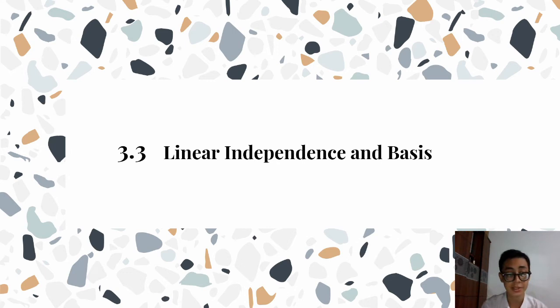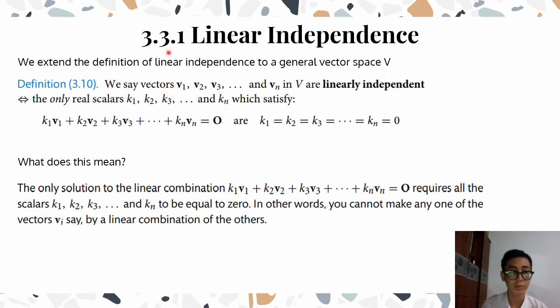3.3 Linear independence and basis. 3.3.1 Linear independence. We extend the definition of linear independence to a general vector space V. We say vectors v1, v2, v3, and vn in V are linearly independent if the only real scalars k1, k2, k3, and kn which satisfy this equation. What does this mean? The only solution to the linear combination requires all the scalars k1, k2, k3, and kn to be equal to 0.